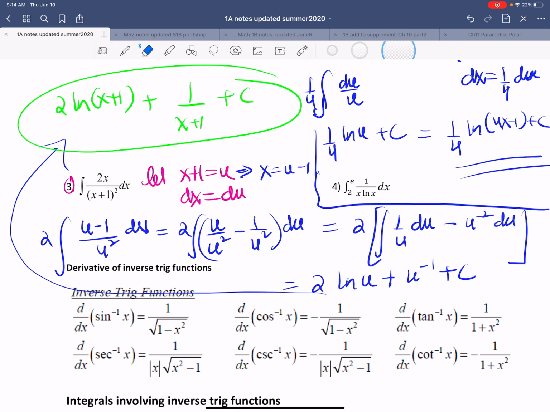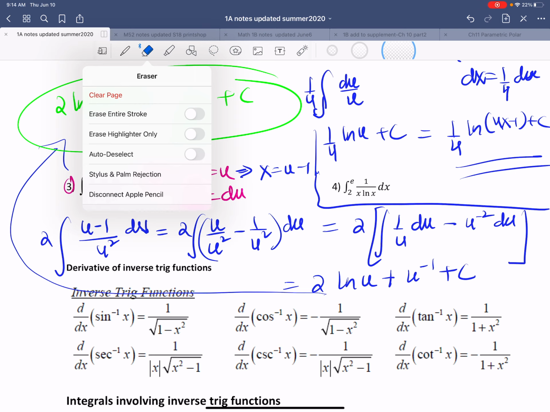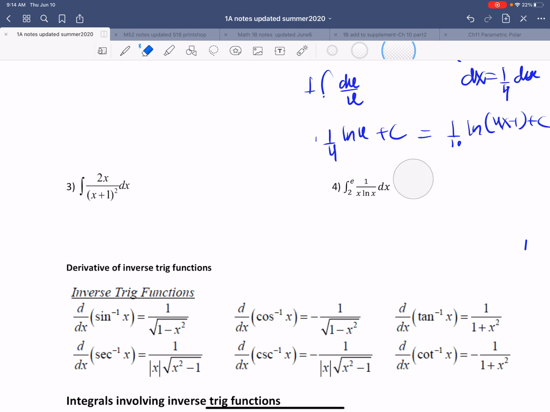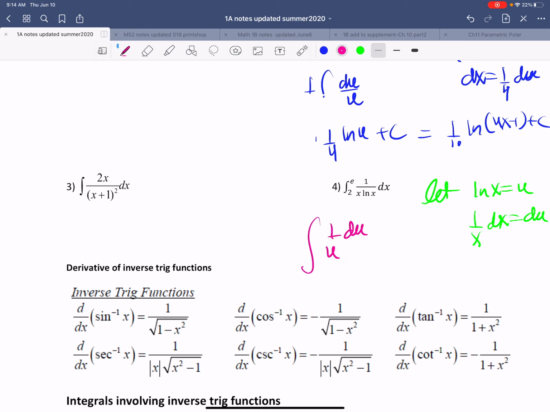Right, we have one more example here. I'm gonna clear some work over here to make some space for the next problem. We have the integral of 1 over x natural log of x, so we can let natural log of x be the u, and 1 over x dx will be du, right? So we are ready to convert this integral into the u integral. That would be 1 over u du.